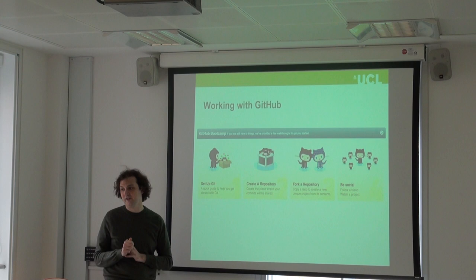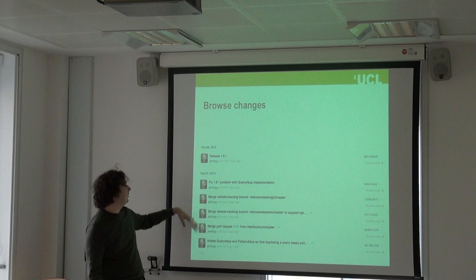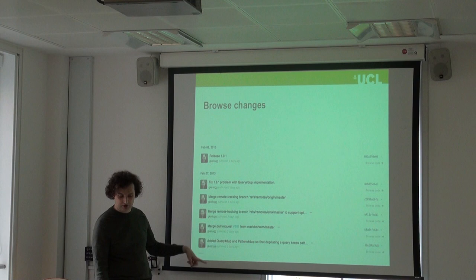On this, you can browse. So this is an example of one project. You can browse through all the changes that colleagues have made on that project, see what changes they've made. The colours are bad on this screen. That's meant to be red and that's meant to be green.